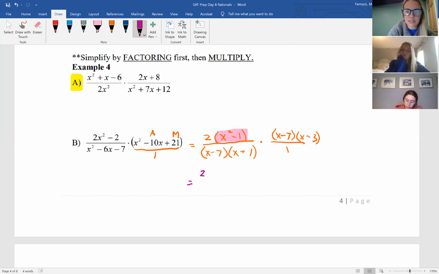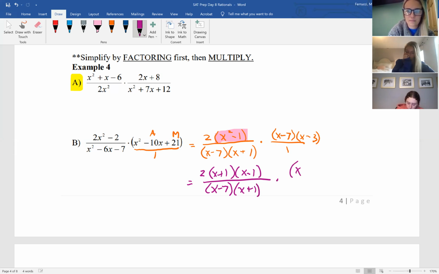So we would still have to double bubble that. And that should be x plus 1, x minus 1 all over x minus 7 plus 1. And then copy everything else down.